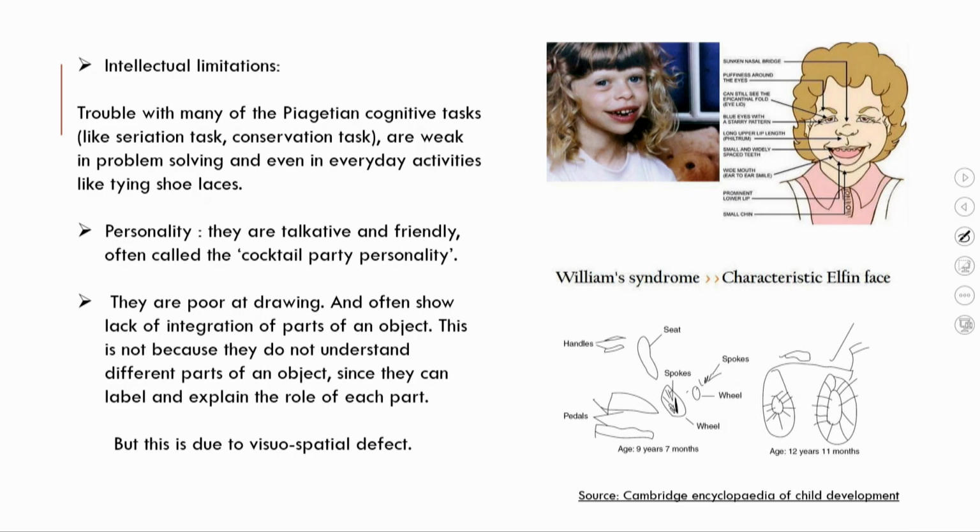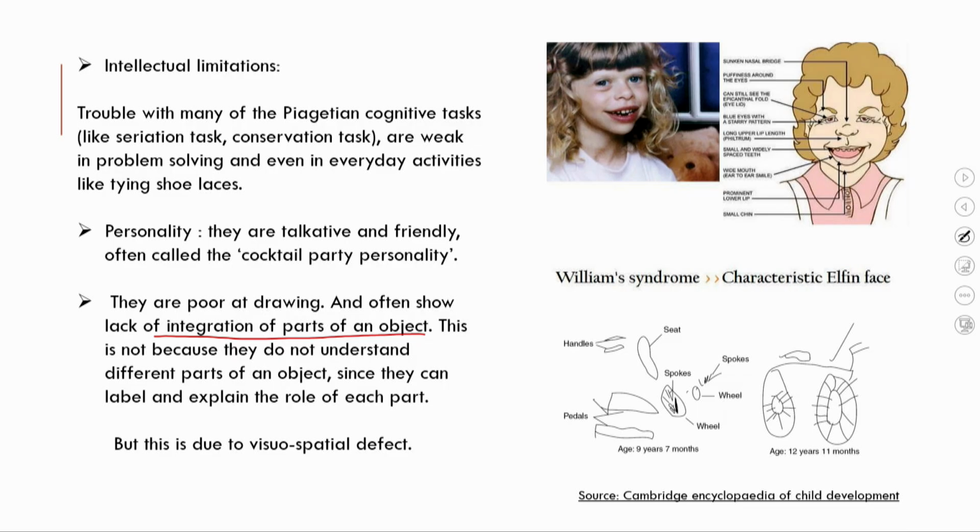So, there are various kinds of disabilities and problems with Williams syndrome. Children typically have a very talkative and friendly personality, often called the cocktail party personality. They are poor at drawing and often show a lack of integration of the parts of an object. If you ask them to draw something, it is not that they do not understand. They can explain the thing, but they cannot put the parts together. So, the bigger picture is missing.